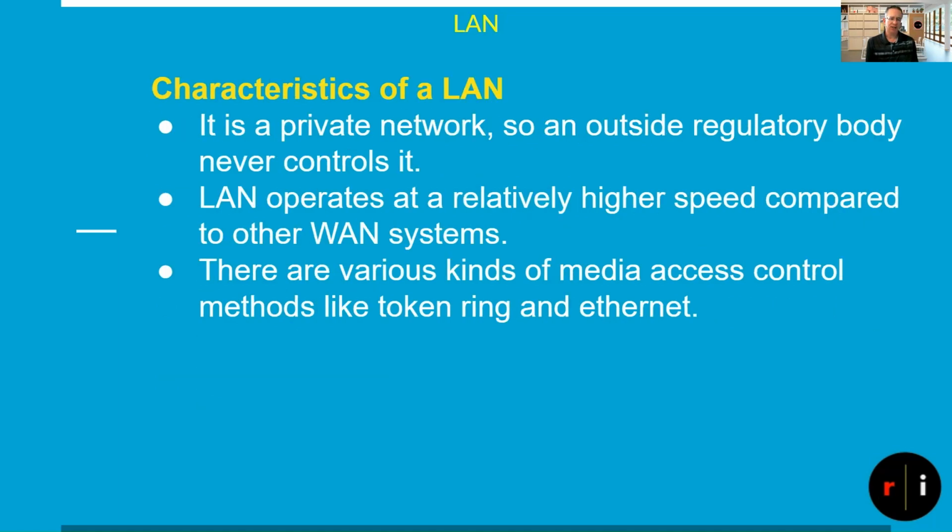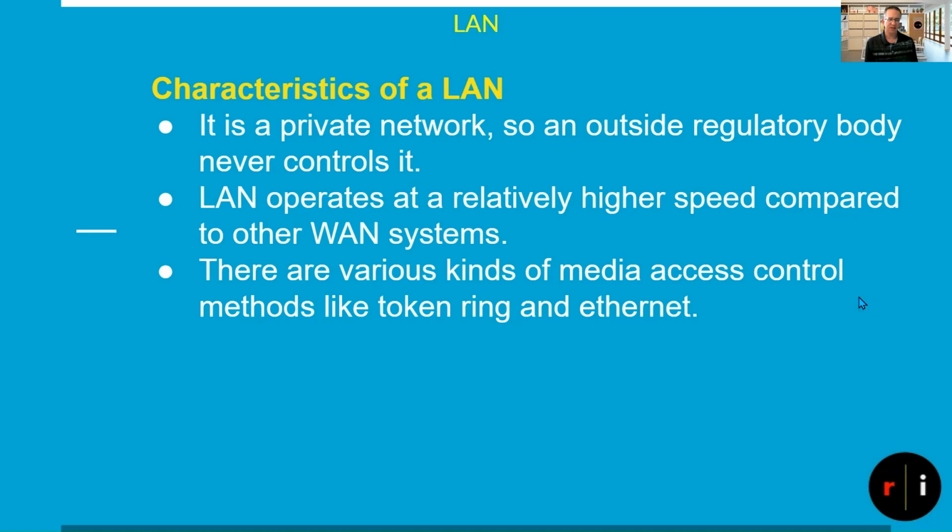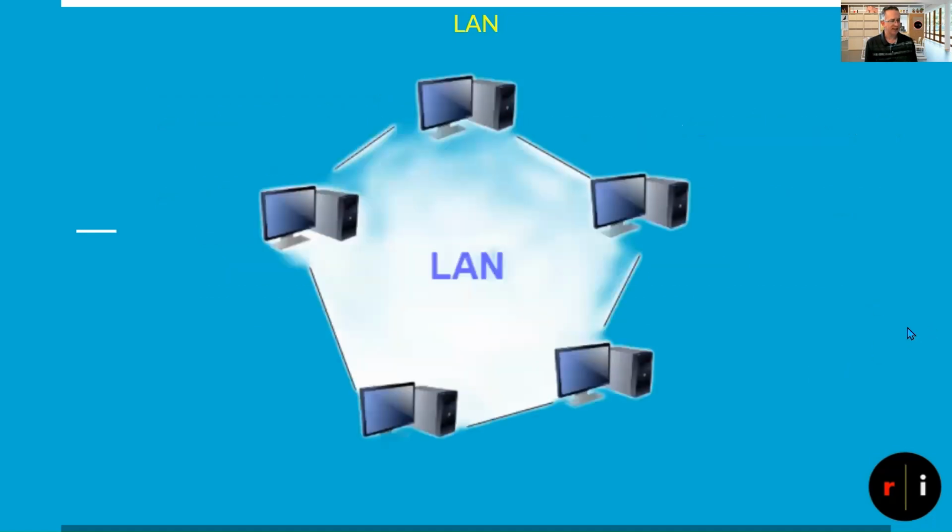Characteristics of a LAN, or local area network. It's a private network, so one of the advantages there is an outside regulatory body never has control over it. LANs typically operate at pretty high speeds compared to, say, a WAN, a wide area network. So this is a basic, simple depiction of a LAN. You see multiple devices there, all connecting to each other.